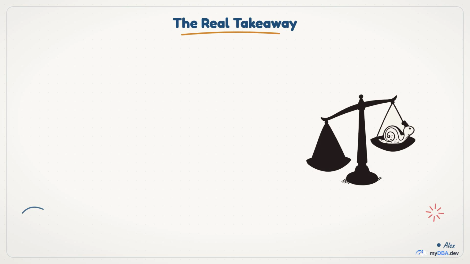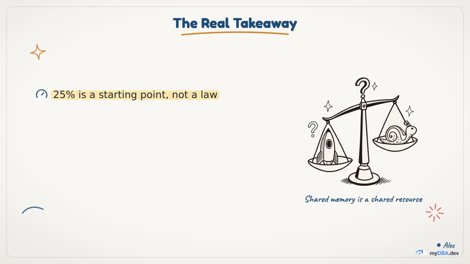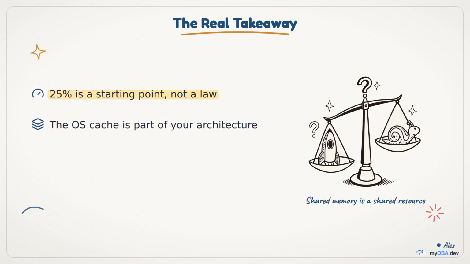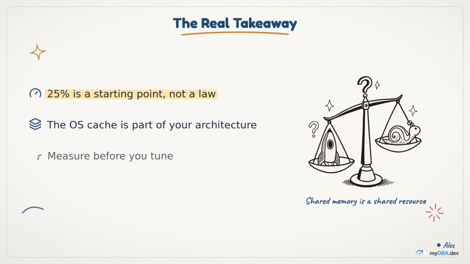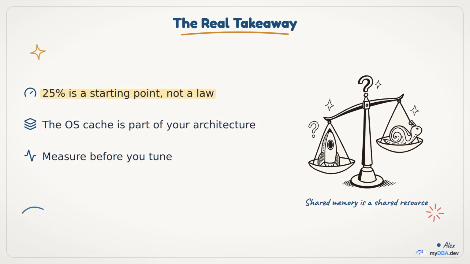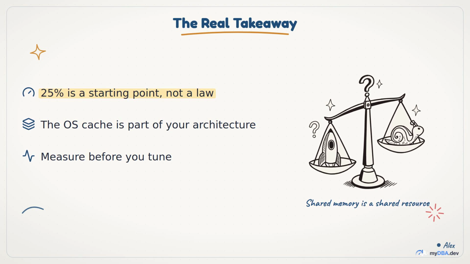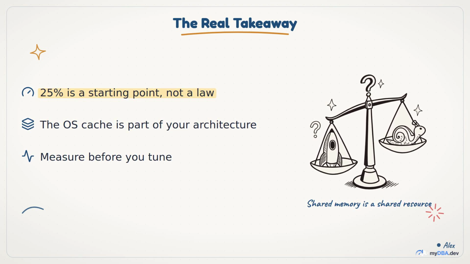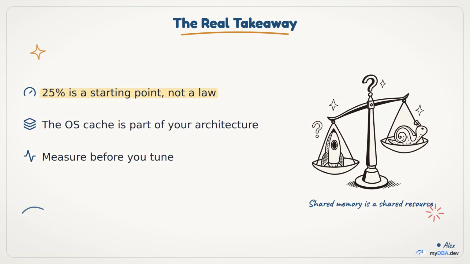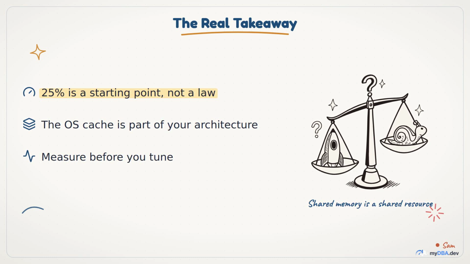The 25% rule exists because Postgres and the OS are partners, not competitors. You're not trying to maximize shared buffers, you're trying to maximize total cache efficiency across both layers. Sometimes that means bigger shared buffers, sometimes smaller. But it always means understanding what's actually happening in your buffer pool. So the real answer is, it depends, but now we know what it depends on.